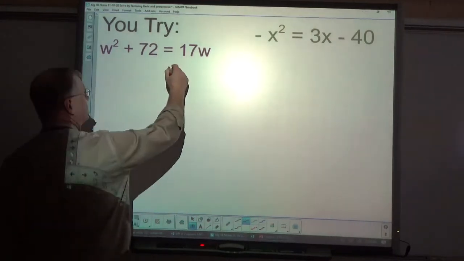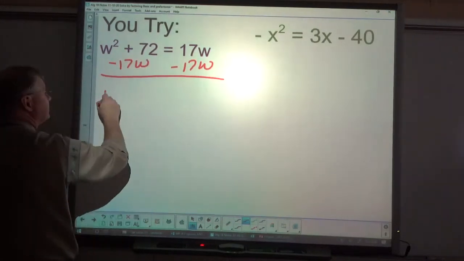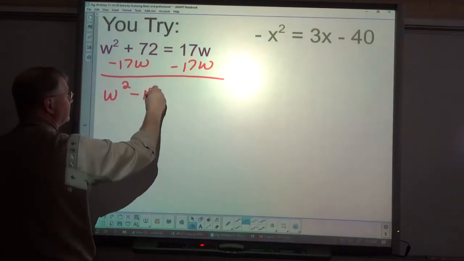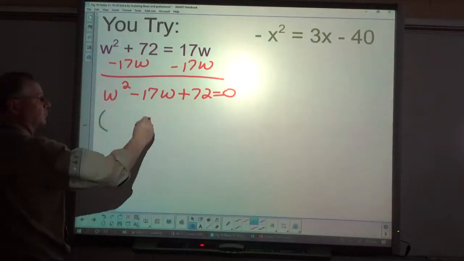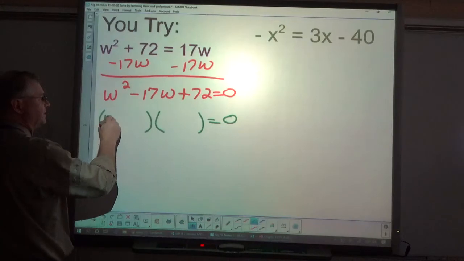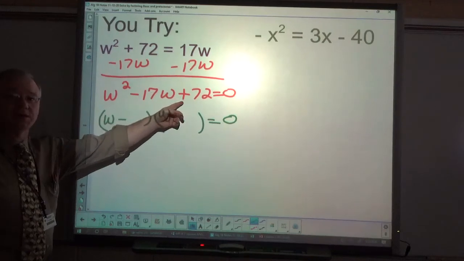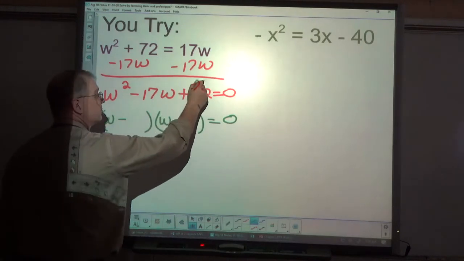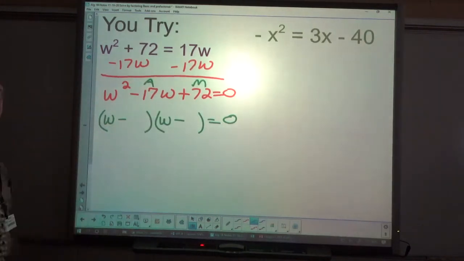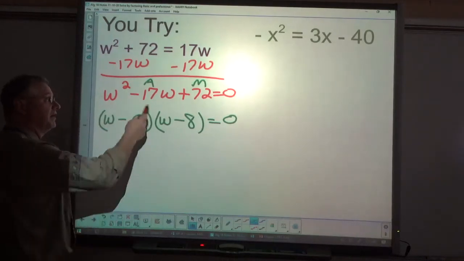In this first example, I'm going to subtract 17w. That gives me w squared minus 17w plus 72 equals 0. I'm going to factor this one into w minus and w minus, because with a subtraction sign here and a positive sign there, we're going to have two signs that are the same and they're both negative. Multiply and add. Because the signs are the same, we're going to add the two numbers to get the 17. 9 times 8 is going to be the pair that multiplies to 72 but adds to our 17.